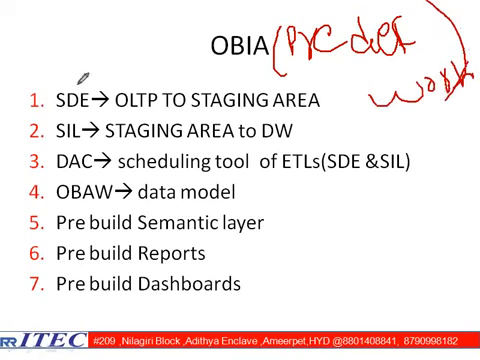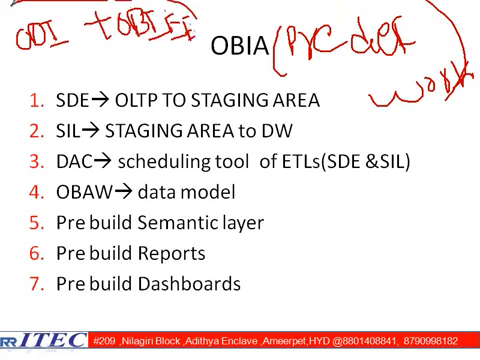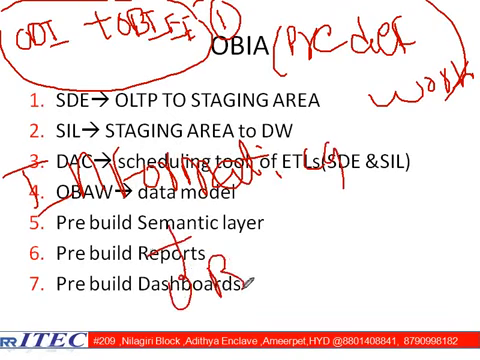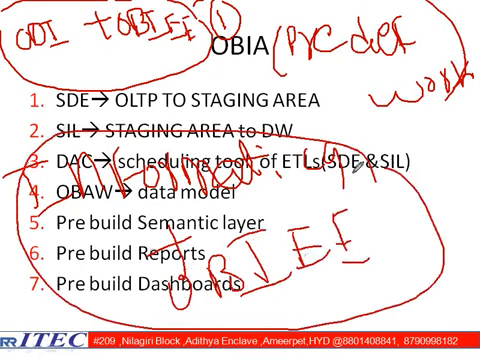Number one flavor is you can use ETL as ODI and reporting as OBIEE. This is one flavor. And we have one more flavor, where you can use ETL as Informatica and reporting as OBIEE. This is the other flavor. These are the two flavors available. That means they designed the ETL and reporting works using these tools.